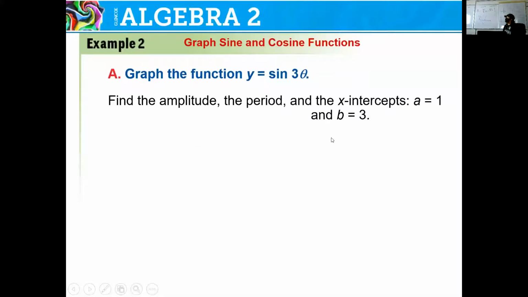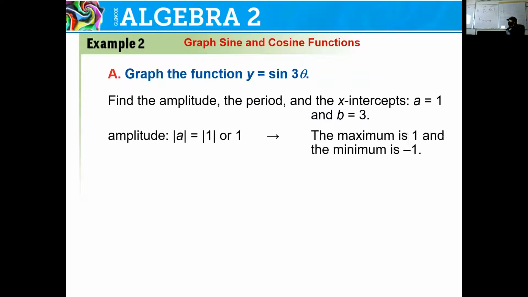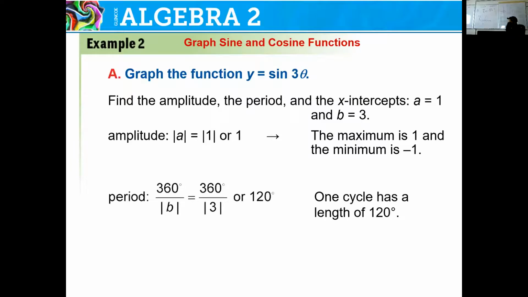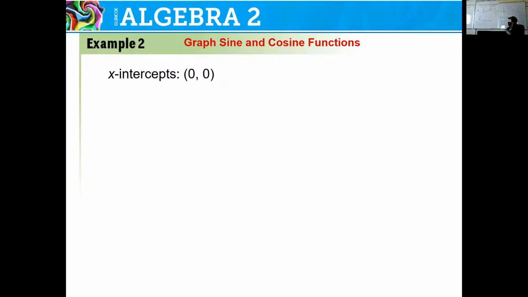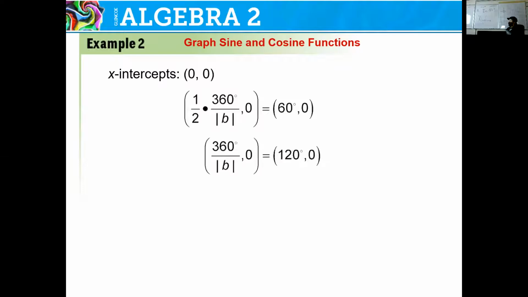Okay, so find the amplitude, period, and x-intercepts. A is equal to 1 and B is equal to 3. Amplitude is 1, so the maximum and the minimum are 1 and -1. The period factor was B, so once we plug it into our period formula, we get 120 degrees. So one cycle has a length of 120 degrees. The x-intercepts are 0, 0, and 1/2 of the period. I just remember that it goes to its maximum and then back to the midline.